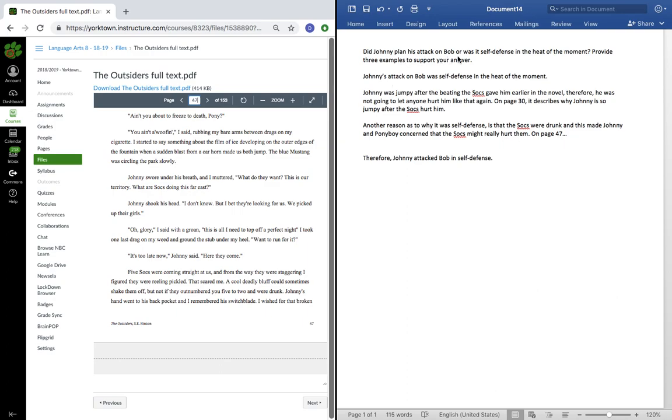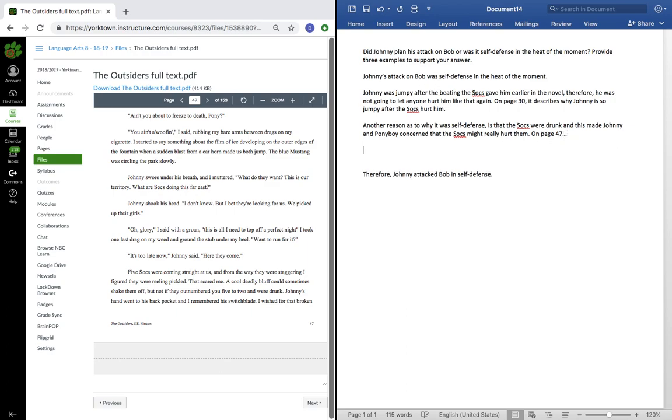So, another proof that this was self-defense is that they were concerned that the Socs were drunk. And because they were drunk, they might make more horrible decisions. They might hurt them a little more because it's a lot more dangerous. So another reason as to why it was self-defense is that the Socs were drunk, and this made Johnny and Ponyboy concerned that the Socs might really hurt them. Then you're going to say on page 47, it talks about how the Socs were drunk, and that concerned them. And then this once again supports this.